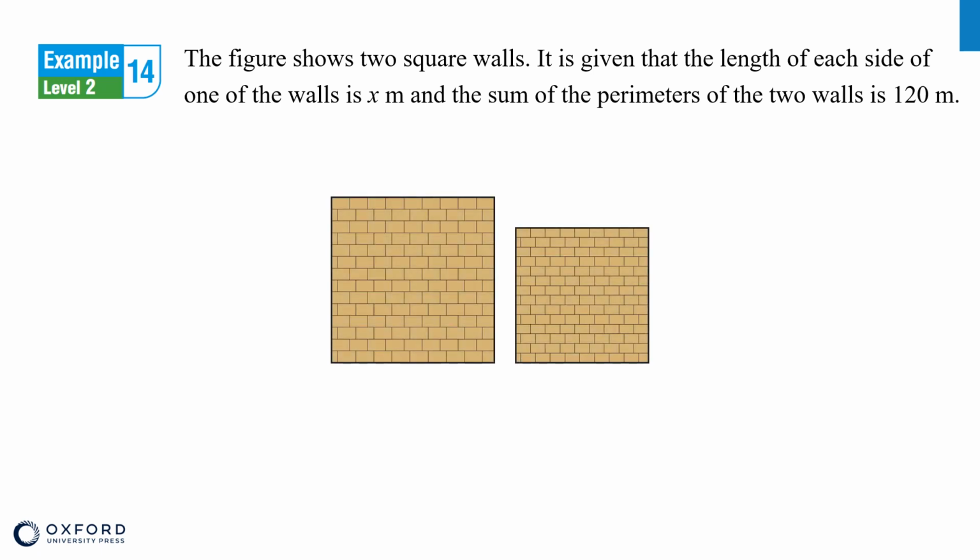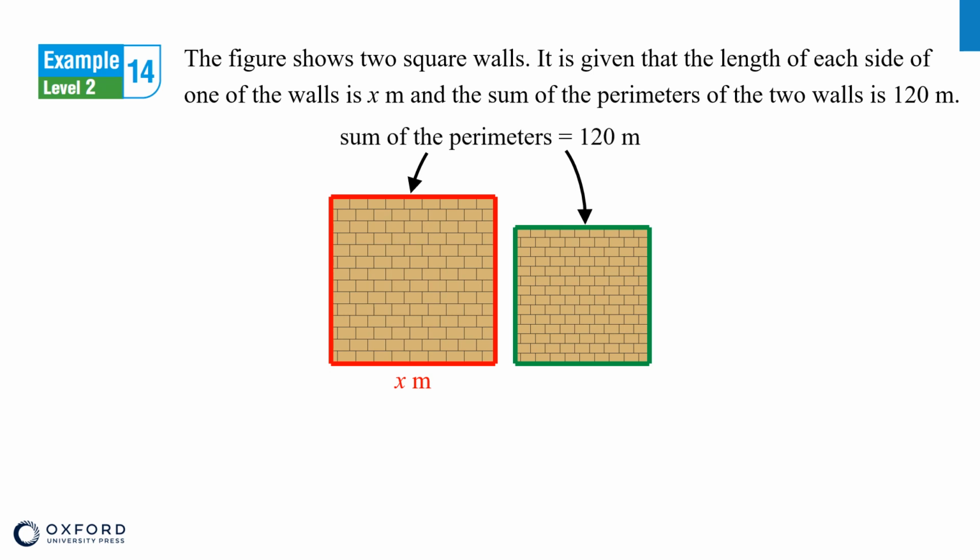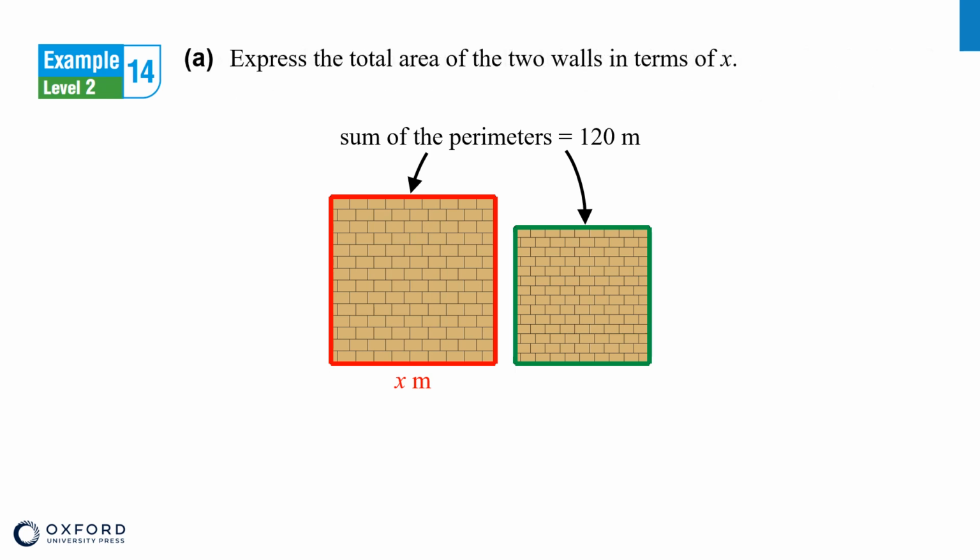The figure shows two square walls. The length of each side of the wall on the left is x meters. And the sum of the perimeters of the two walls is 120 meters. In part A, we need to express the total area of the two walls in terms of x.